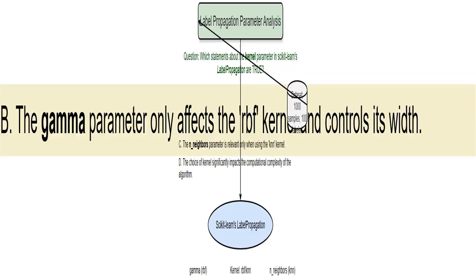This statement is correct. The GAMMA parameter is specifically used with the radial basis function, RBF, kernel. It determines the width of the Gaussian function. A larger GAMMA means a narrower Gaussian, making the model more sensitive to local variations.